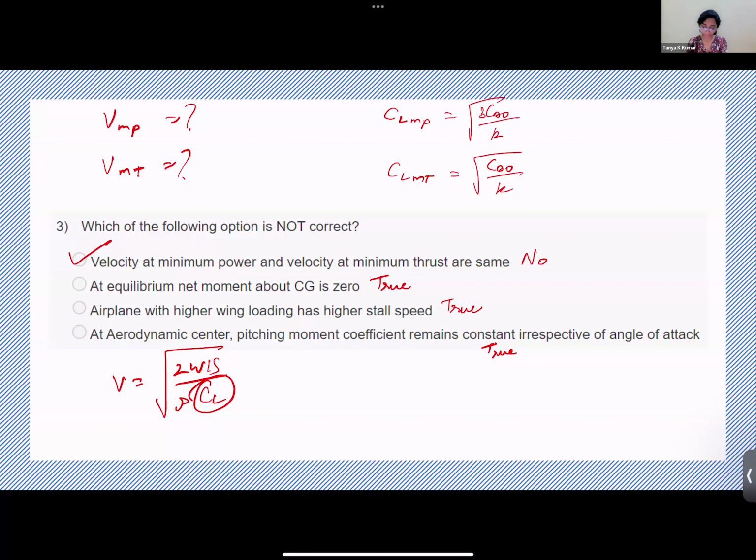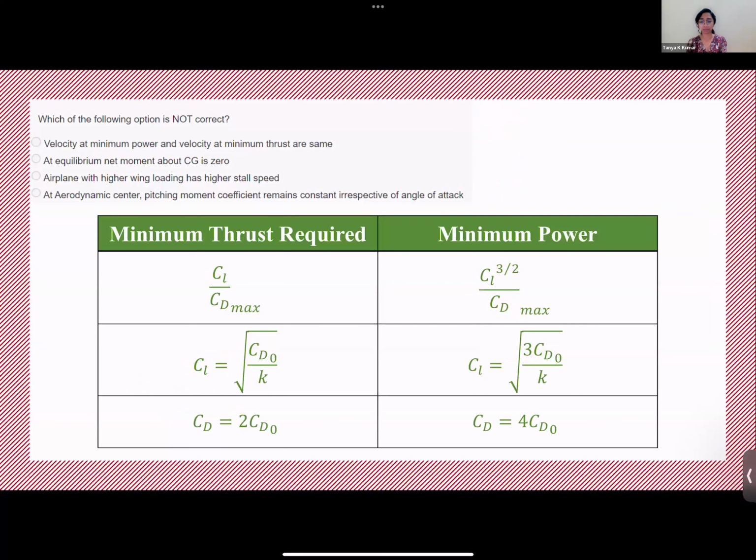So when you plug it in, you get equations. Just change the CL here and you get two different values of velocity. So velocity of minimum power and velocity of minimum thrust are not the same because CL is changing, okay? Okay, so these are just the equations, the table that we had seen in the first week.